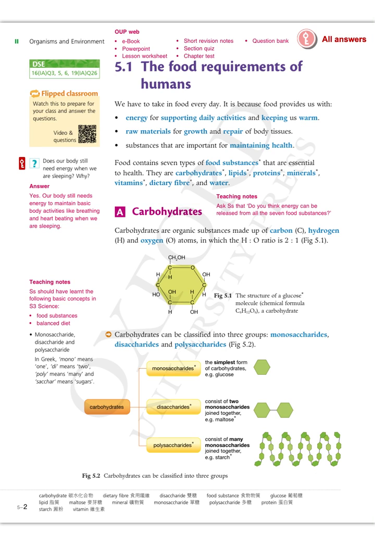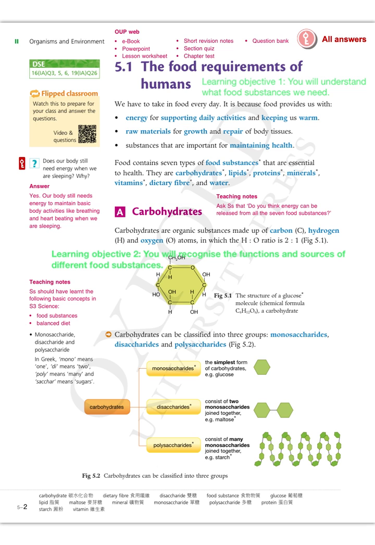HKTSE Biology, Food and Human. In this section, there are two learning objectives. First, you will understand what food substances we need. Second, you will recognize the sources and functions of different food substances. Let's start with the first learning objective. What food substances we need.